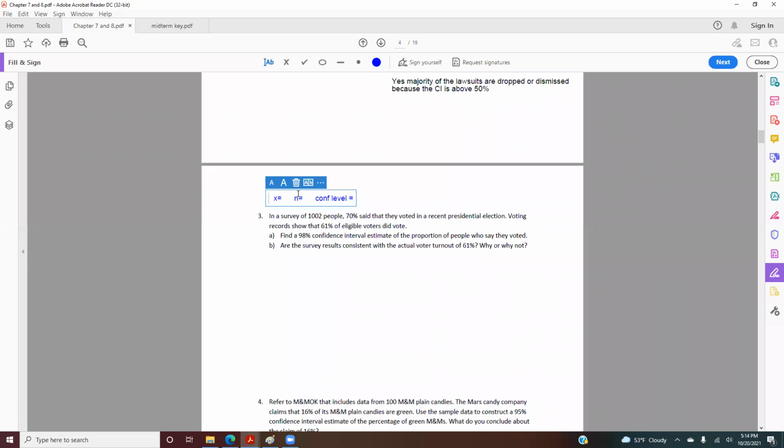Anyone know how to find X here? What's the X in this case? X is 701.4. How do you get 701.4? That's 70% of 1002. So you take 1002 times 0.7. Yep, you get 701.4, right? Can you have 701.4 people?